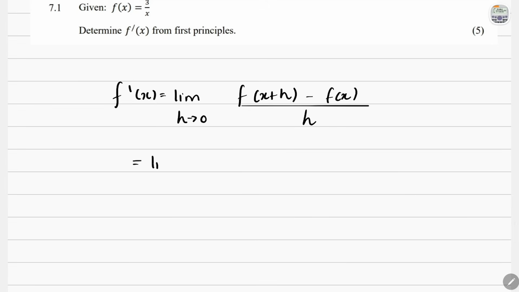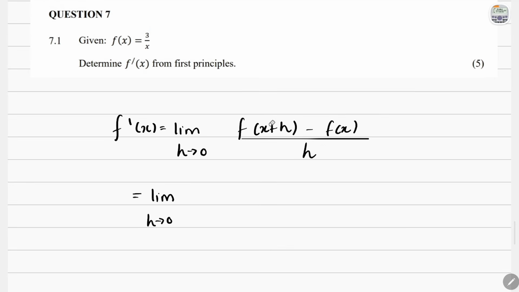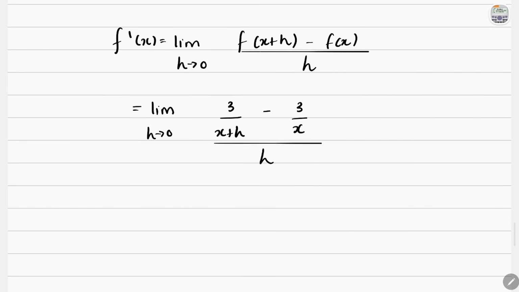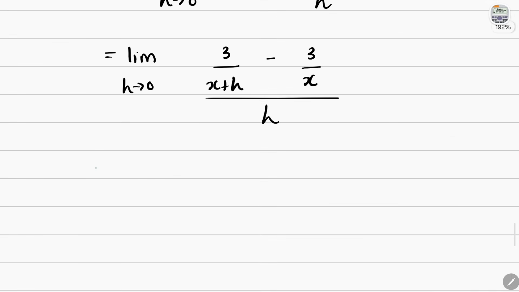So this is equal to the limit as h approaches 0. And so f of x plus h, to find this, wherever we see x, we just replace it with x plus h. So this now becomes 3 over, we have x, so that's x plus h, minus f of x, which is 3 over x. And all of this is divided by h. Okay, so we have a fraction in the numerator that we have to simplify.